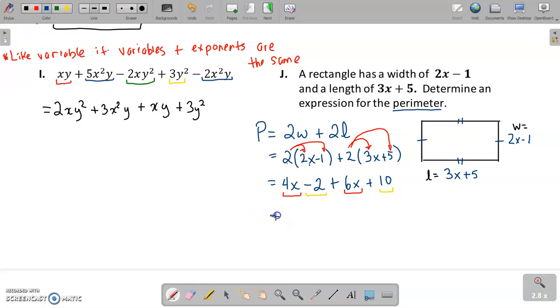So combining 4x plus 6x, 4 plus 6 gives us 10x. And then minus 2 plus 10 gives us 8. So the final answer would be the perimeter is 10x plus 8 units. We don't know what the units are. We're not told.